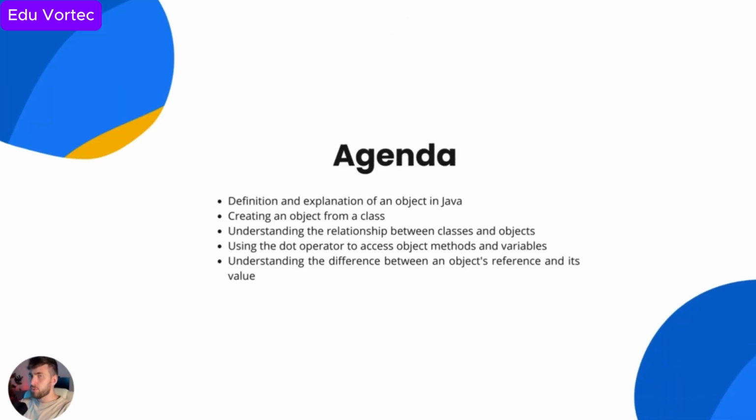During this lesson, we will discuss the following topics: the definition and explanation of an object in Java. We'll also see how to create an object from a class. We'll understand the relationship between classes and objects. And we'll see how to use the dot operator to access object methods and variables. And also we'll understand the difference between an object's reference and its value.